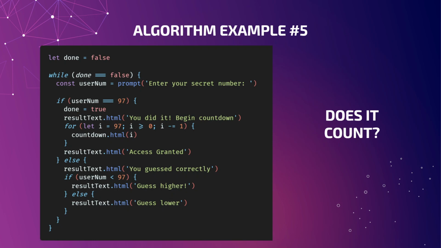But it does another logic check. If user number equals 97, set done to be true. It has code that results from that.